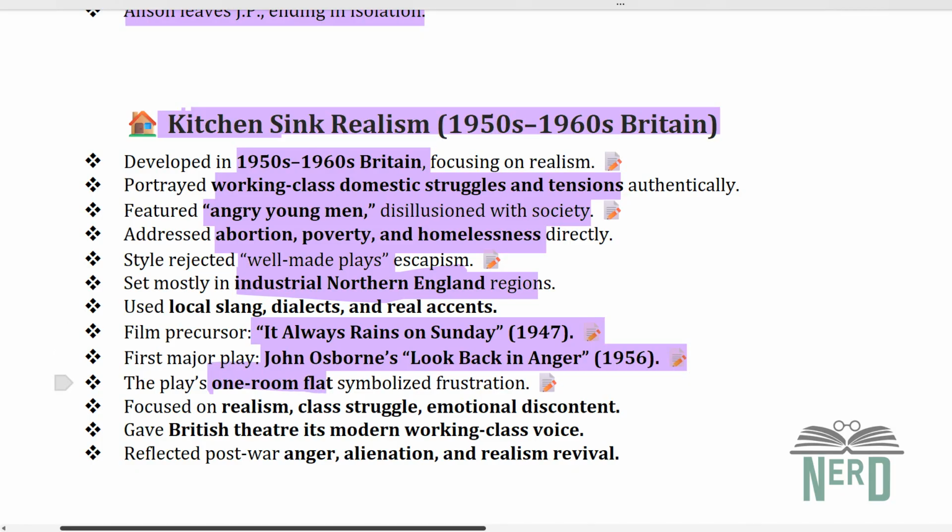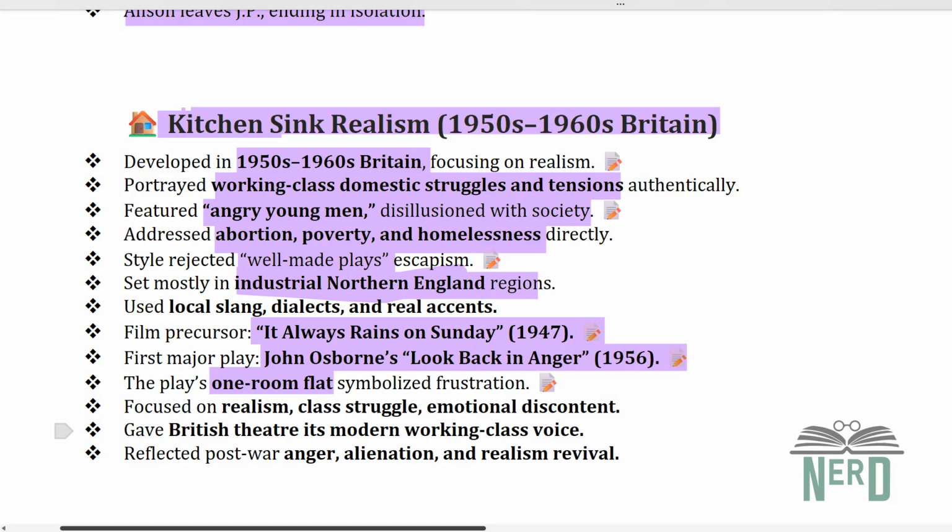The play's one-room setting in the English Midlands, filled with tension between Jimmy Porter, his wife Alison, and her friend Helena, became a symbol of youthful frustration and social disillusionment. Its claustrophobic domestic realism, one small flat, one collapsing marriage, mirrored the entire mood of post-war Britain.